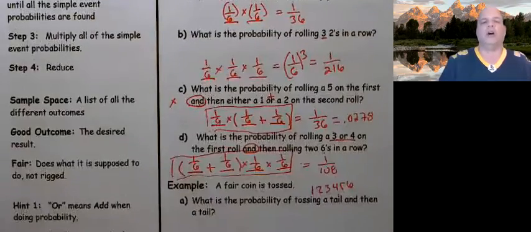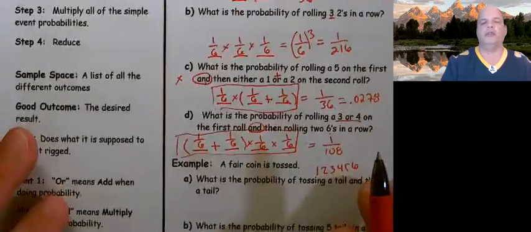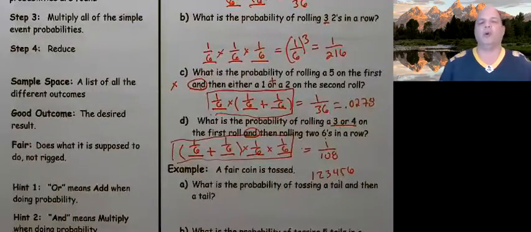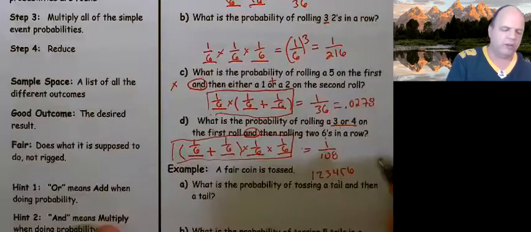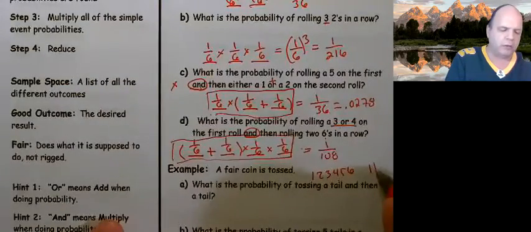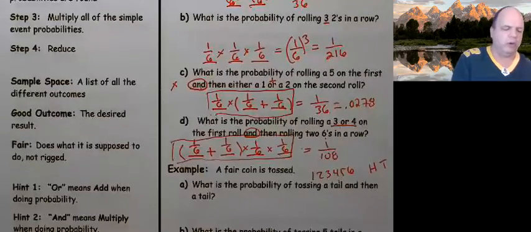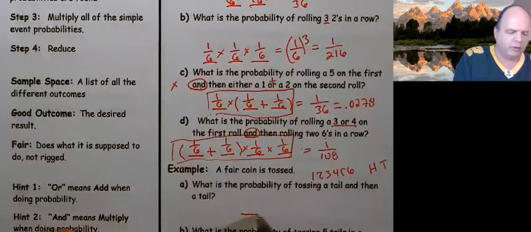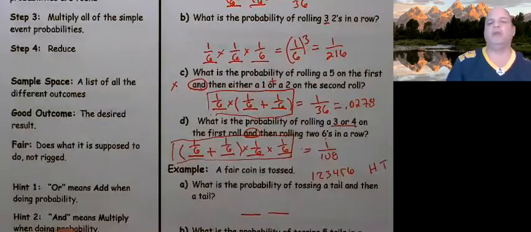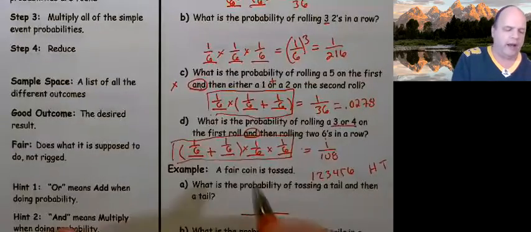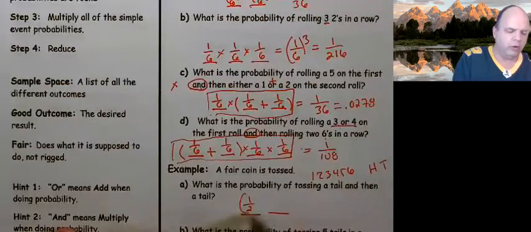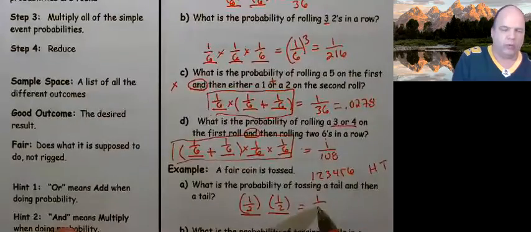A fair coin is tossed. In other words, just a heads or tails. So what's the probability of tossing a tail, and then a tail? So basically, our sample space for a coin is simply a heads or tails. That's what we can get. So we're going to do a tail, then a tail. So that means we need 2 of them. Well, that's 1/2 and 1/2, and this equals 1/4.